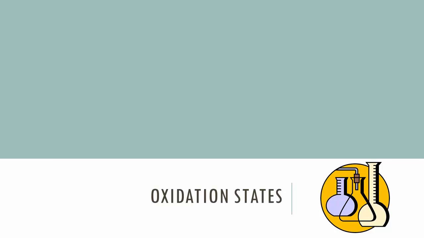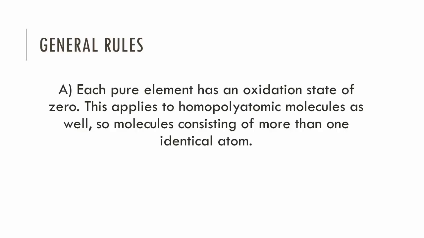Oxidation states. To identify the oxidation states of elements when they're alone, in a compound, or in their ionic form, you just need to memorize a few general rules. Each pure element has an oxidation state of 0. This applies to homopolyatomic molecules as well, so molecules consisting of more than one identical atom, such as H2 and O2.